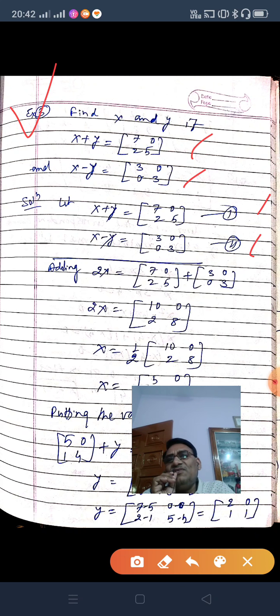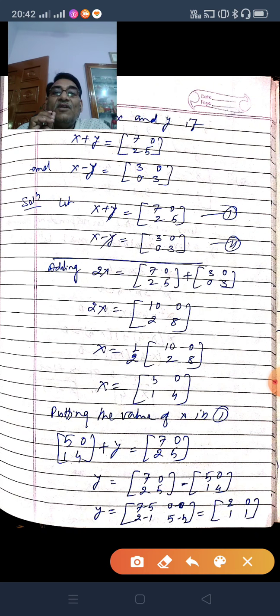These are simultaneous equations, and if you add them, your Y component will get cancelled. So adding these, 2X is equal to, Y gets cancelled, and these two matrices are also added. When you add, you will get 2X is equal to 10, 0 and 2, 8. So X is equal to 1 by 2 of this, and when you multiply, your matrix X is 5, 0 and 1, 4. Putting the value of X in any one of equations 1 or 2, you will get Y. After solving, Y is equal to 2, 0, 1, 1. This is your answer, X and Y.